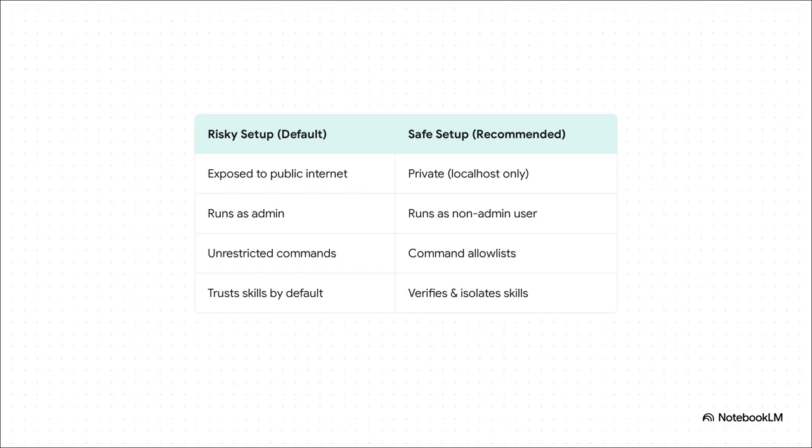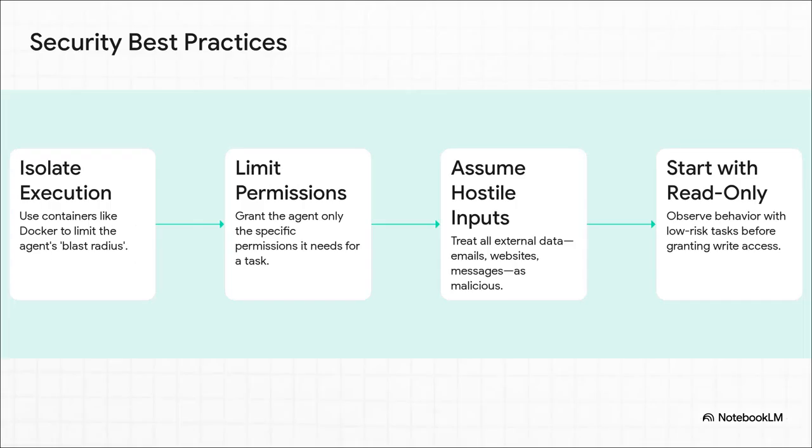On the left, you see the easy, default, and frankly reckless way to set this up. On the right is the smart, secure, recommended way. The big takeaway is that you have to deliberately lock it down. Keep it private, run it as a low-privileged user, restrict what it can do, and be incredibly skeptical of any community skills you install. Think of it like building a fortress.